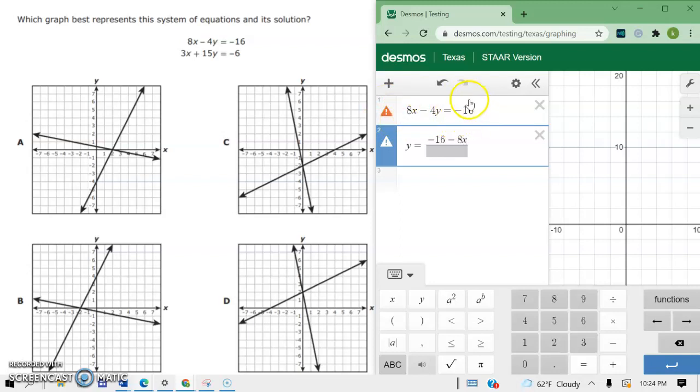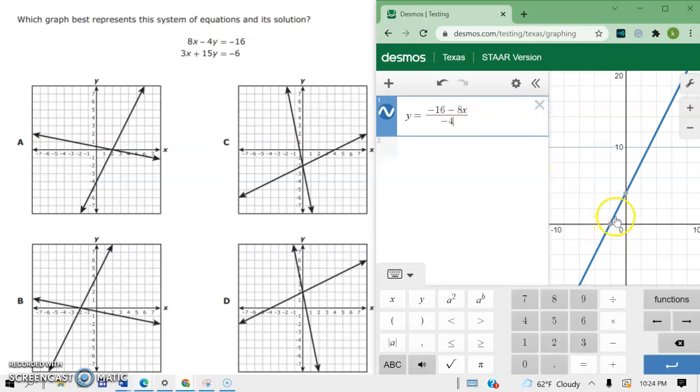Again, this number, negative 16, we already typed it in right here. And then you get this number, 8x, and you just put the opposite sign. It's a positive, so now it becomes a negative. So what are you left with? Not the y, because the y equals stays there. It is a negative 4. And we put it right here on the bottom, negative 4. And we have one line going up.